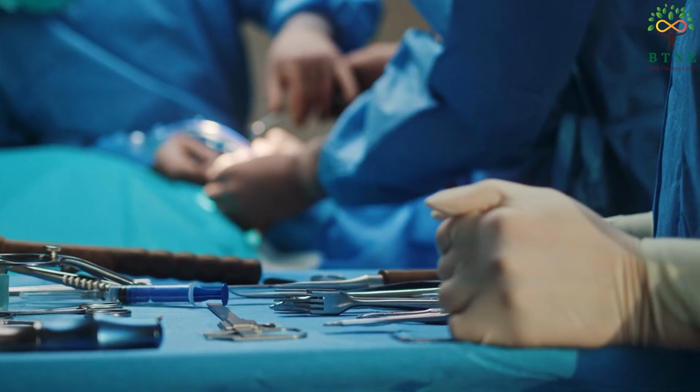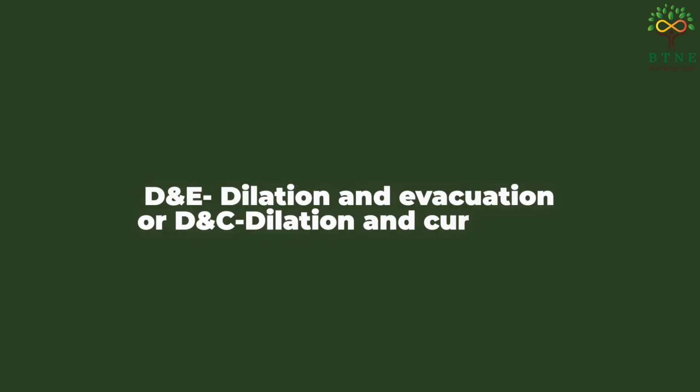The second is surgical. Surgical is D&E, dilation and evacuation, or D&C, dilation and curettage, when they clean up the cavity mechanically, or it can be a suction evacuation only. They put in a suction and suck off the products, whatever is inside. So these are the procedures through which the uterine cavity is cleaned medically, with medicines, and surgically.